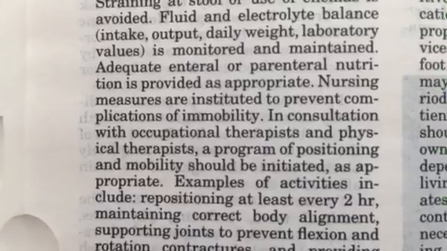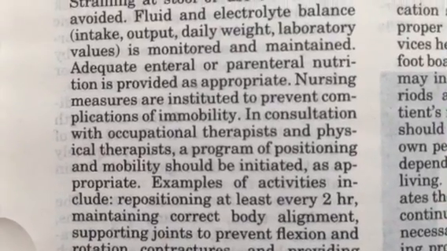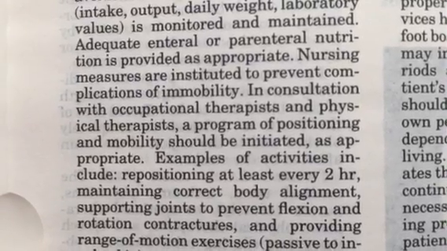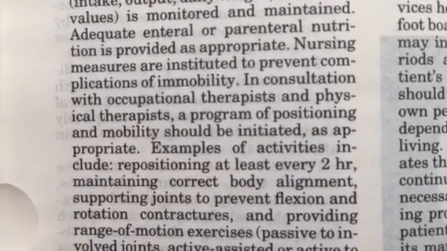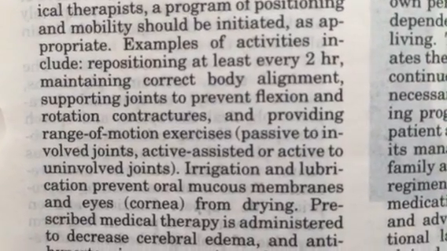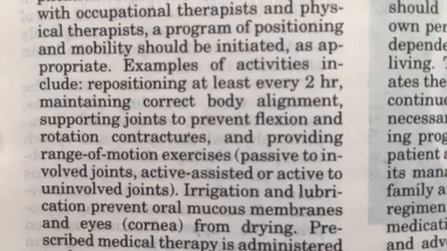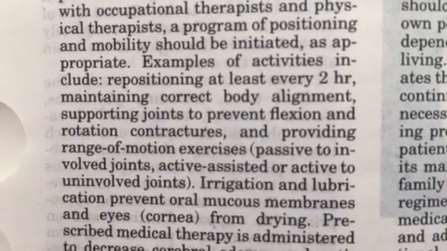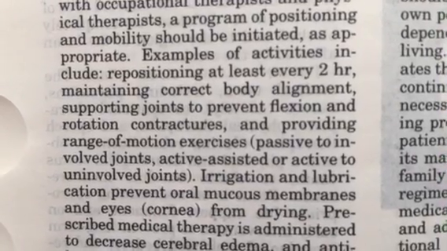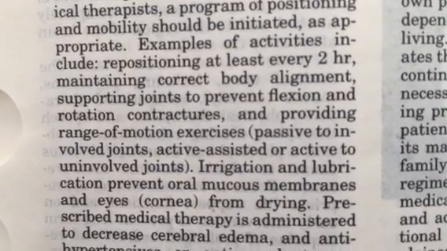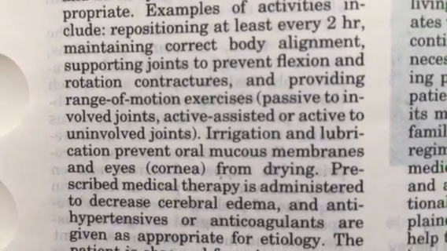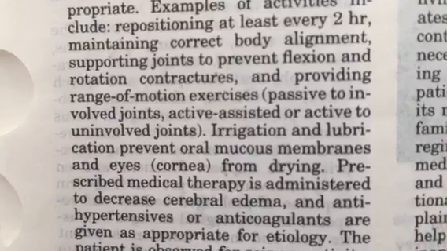In consultation with occupational therapists and physical therapists, a program of positioning and mobility should be initiated as appropriate. Examples of activities include repositioning at least every 2 hours, maintaining correct body alignment, supporting joints to prevent flexion and rotation contractures, and providing range of motion exercises. Passive to involved joints, active, assisted, or active to uninvolved joints.